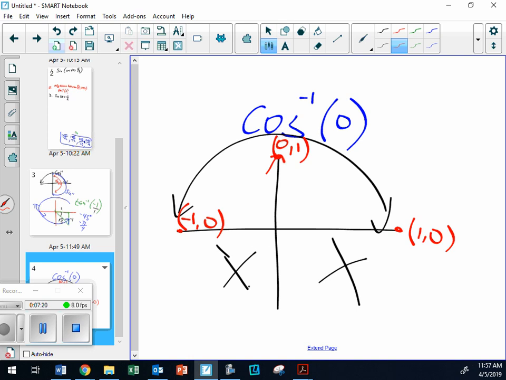Okay, so if this is cosine, it's x, and it's asking where is x 0. Looks like that's the spot. What do you think the final answer is? Pi over 2. How many of you think it's pi over 2? Raise your hand if you think it is. Okay, awesome. And you are right.